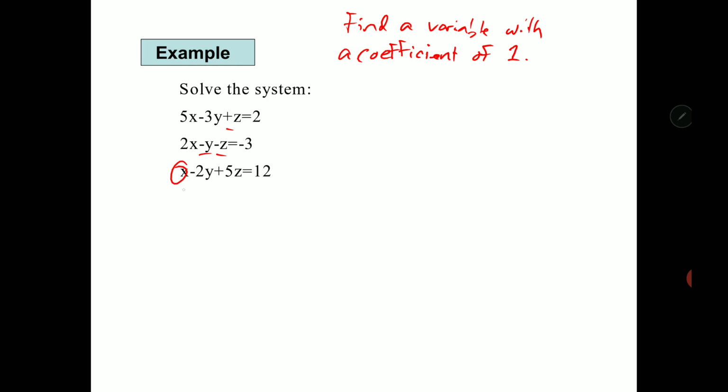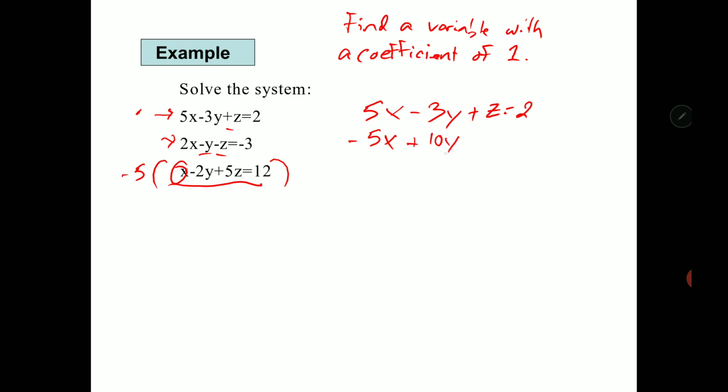Okay, I can get rid of any one I want, so might as well get rid of x. So I'm going to use this equation to get rid of the x here and here. So for this top equation, for this one here, I'm going to move it over. 5x minus 3y plus z equals 2. And then I'm going to multiply this whole row by -5. That's going to give me -5x plus 10y minus 25z equals -60.